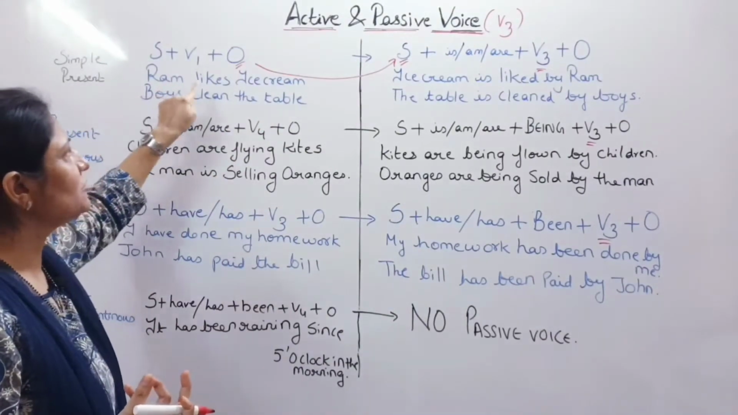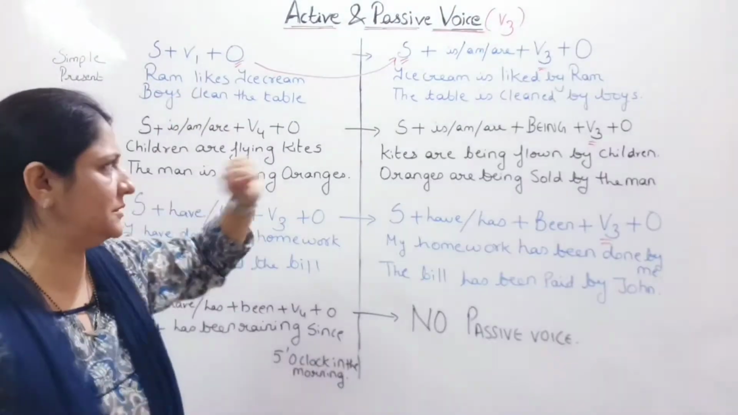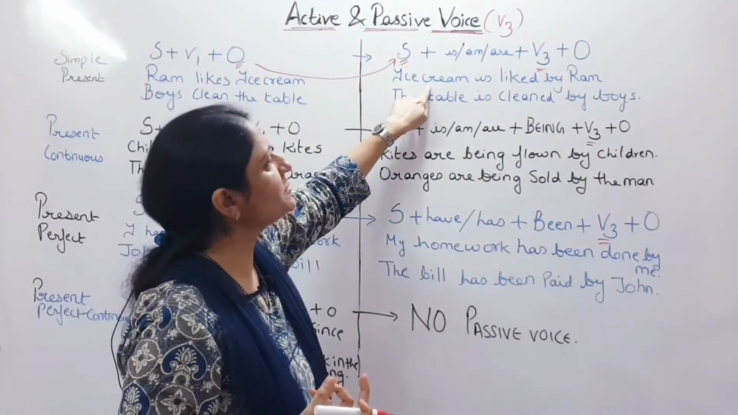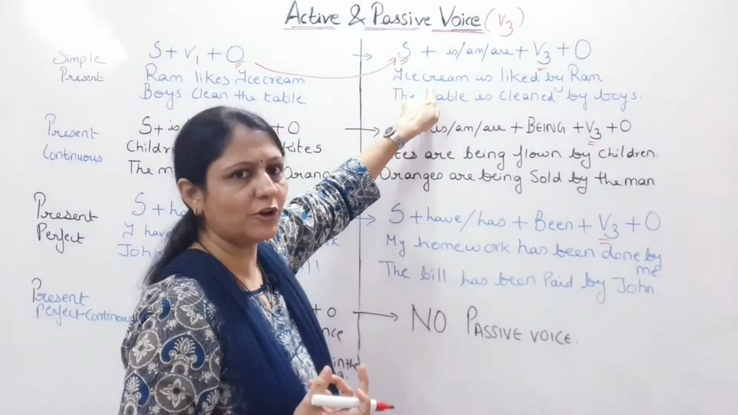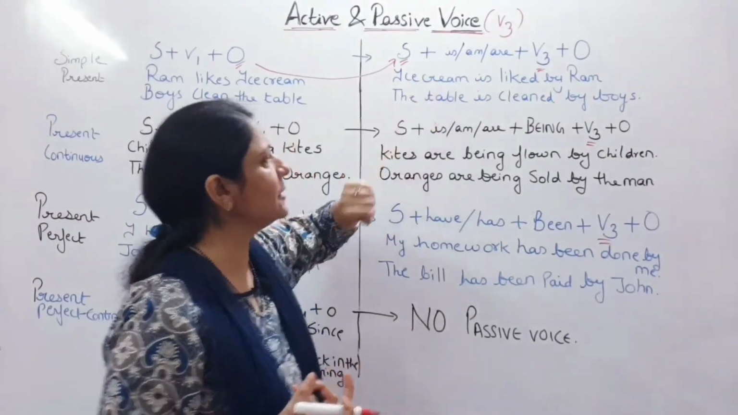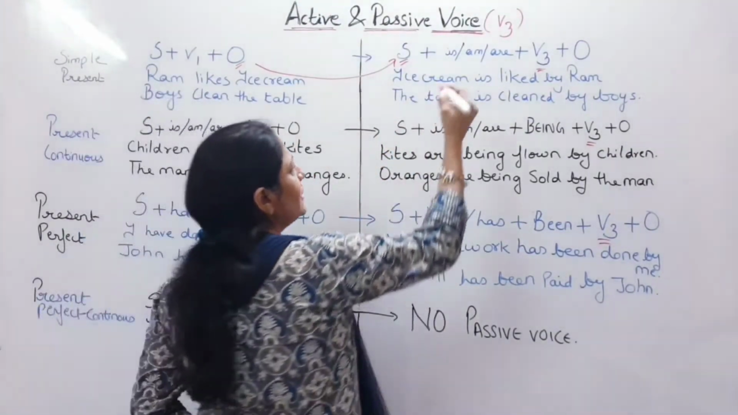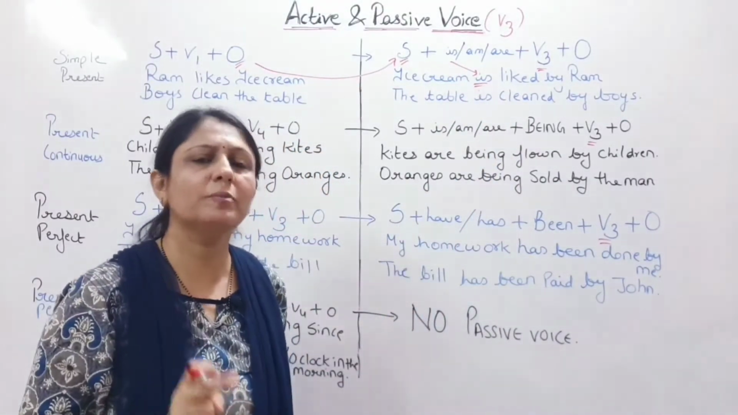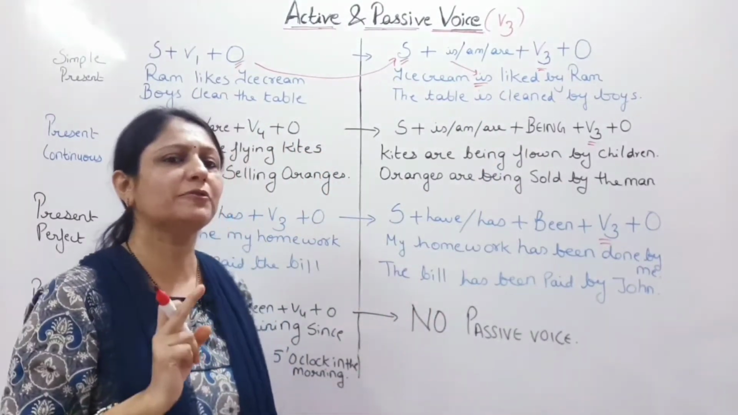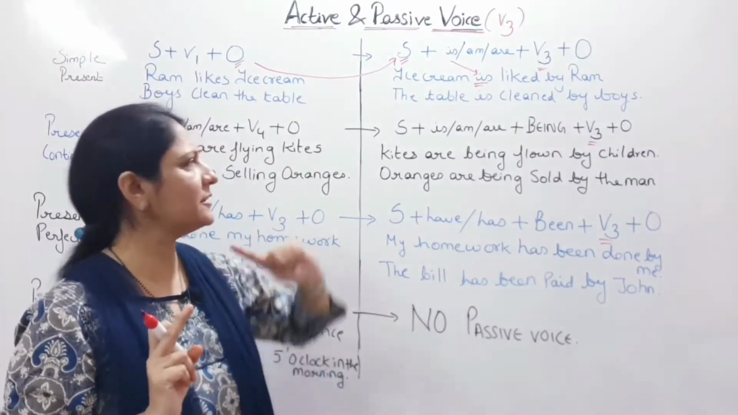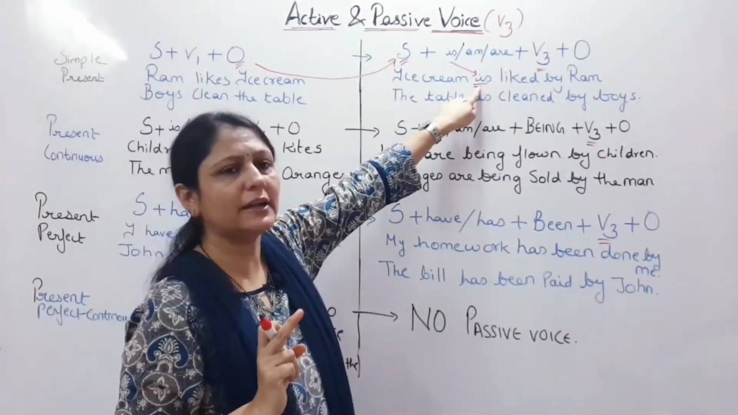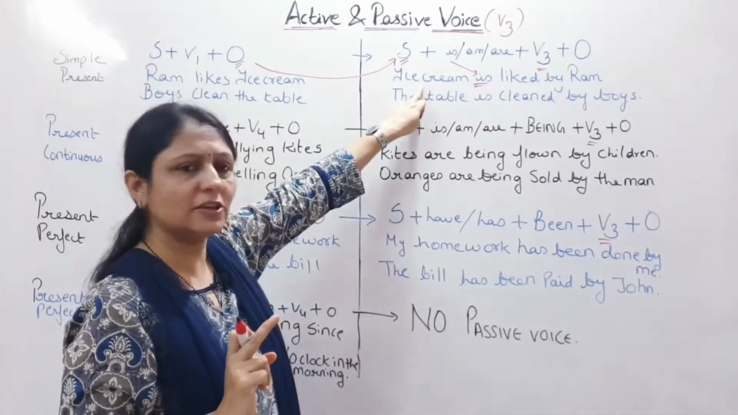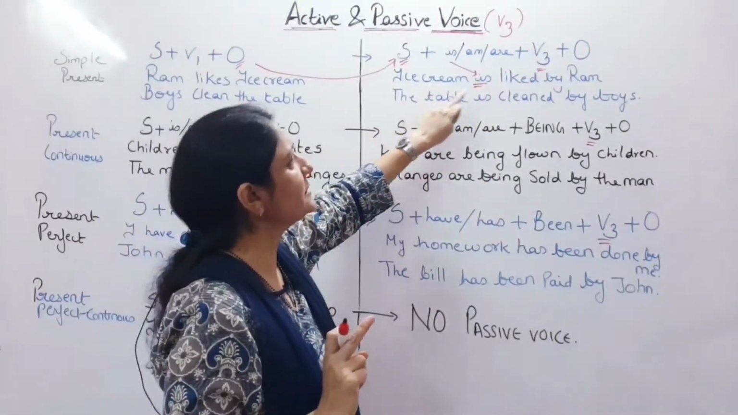So the sentence Ram likes ice cream becomes, see, ice cream was the object over here. It becomes the subject in the passive voice of simple present tense. Ice cream. Now since it is singular, it takes the helping verb is. I told you the helping verb is selected based on the type of subject in the passive voice. If it is singular, it will take is. If it is plural, it will take are. So it is singular over here, so it will be ice cream is.